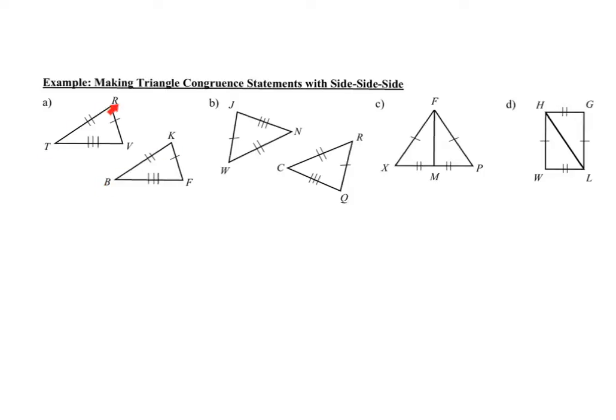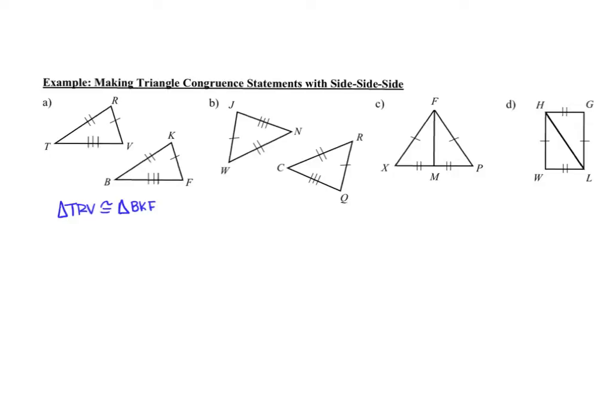So the order in which you name the triangle matters because you want the corresponding sides to match up. So if I say that triangle TRV is congruent to this second triangle, how would I name this second triangle? It would be triangle BKF.